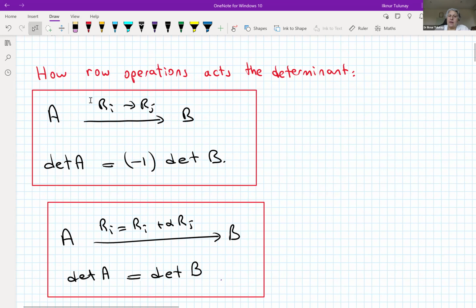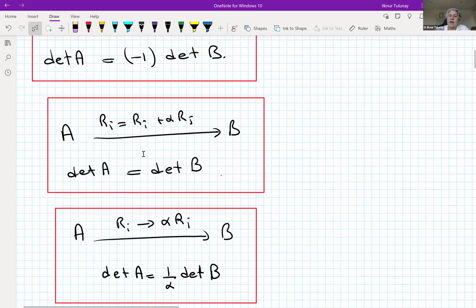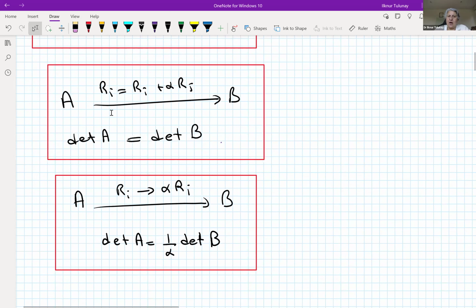If we swap any two rows, obtaining the matrix B from the matrix A by swapping any two rows, it affects the determinant by a factor of -1. If we have a row operation where we multiply some row j by a factor and add it to row i, obtaining a matrix B from matrix A, then the determinants are exactly the same.